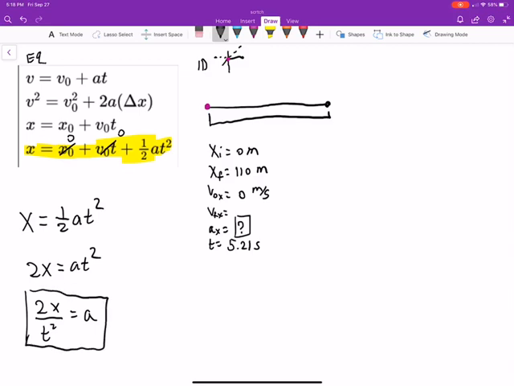And let's see. Calculator time. 2 times 110 all over 5.21 squared is about 8.10. That's not what I wanted. 8.105 meters per second squared. This is units of meters over seconds squared, so the units check out. And there we go.